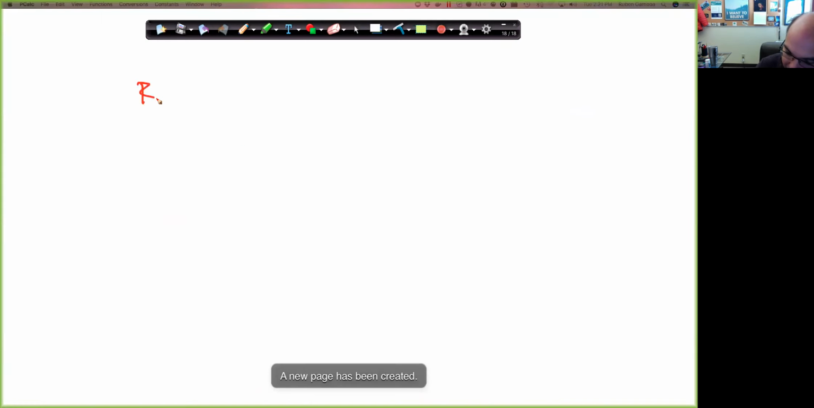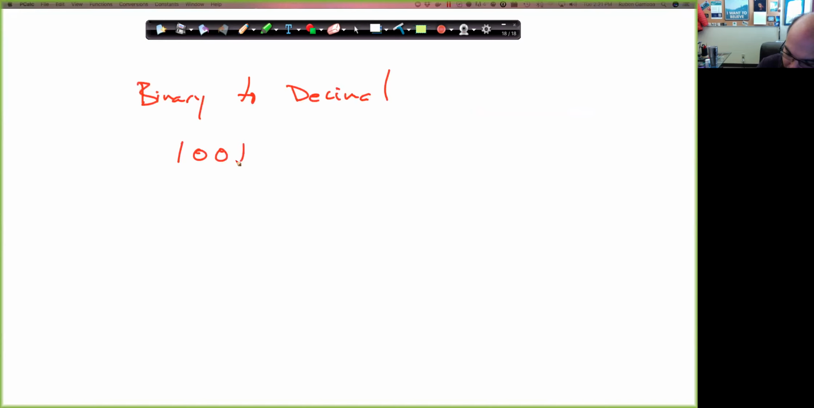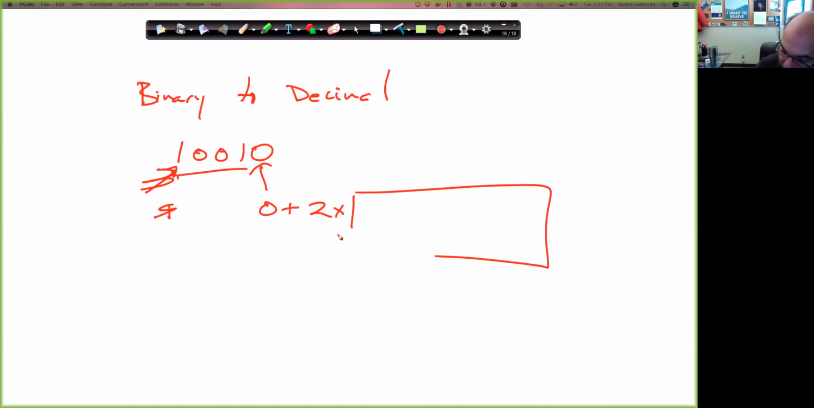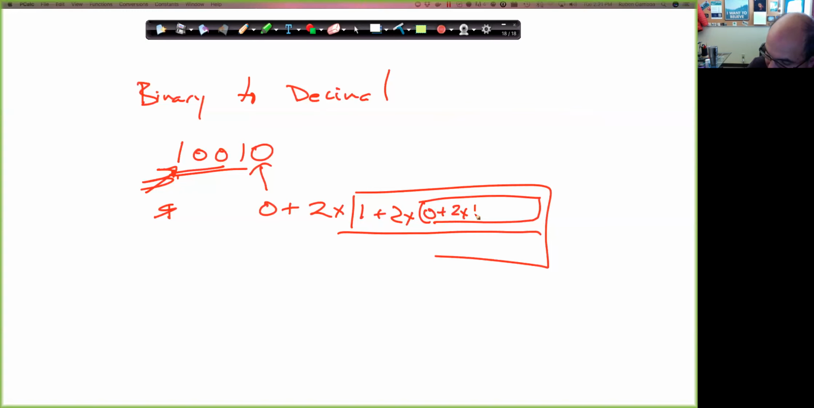And for binary to decimal, you can start with this, but I think it's better to just start at the end. You can do it either way, but I think this is the way I did it last time. So this becomes 0 plus 2 times whatever that converts into. And that is 1 plus 2 times whatever that converts into, which is 0 plus 2 times whatever this converts to, which is 0 plus 2 times whatever that converts to, which is a 1. If you unravel that whole thing, that will actually be the decimal representation. So you might go ahead and use that instead.